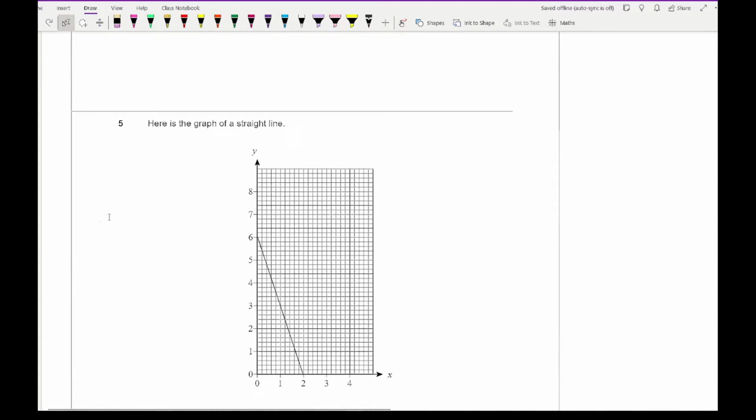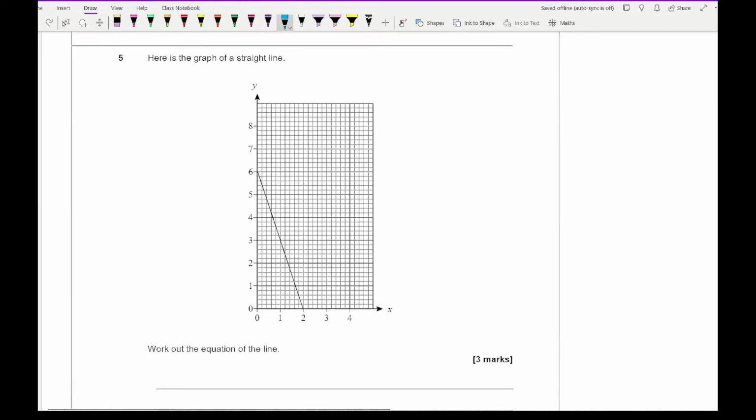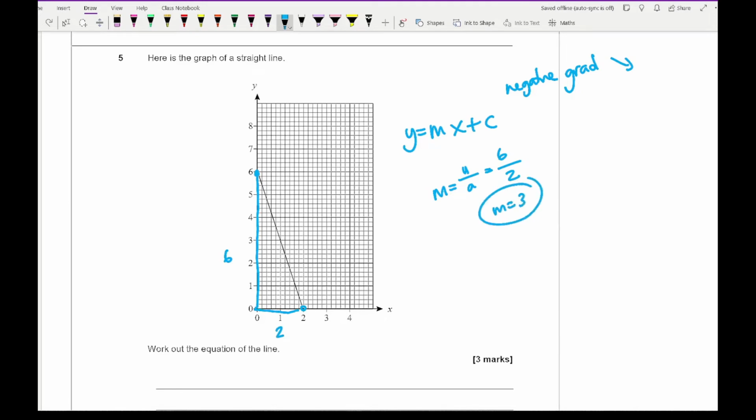For question 5, it says here is a graph of a straight line. Work out the equation of the line. The first thing I need to do is recognize that it's a straight line graph, so it's going to follow y equals mx plus c, and I've also got a negative gradient because the line is going down. The first thing you need to do is find m. I work out the distance up divided by the distance across. So here I'm going up 6 and across 2. If I pick two coordinates, turn it into a right angle triangle, and use the horizontal and vertical scale, that's going to be 6, that's going to be 2, so m equals 3. Then to work out where it crosses the y-axis, it crosses the y-axis at 6.